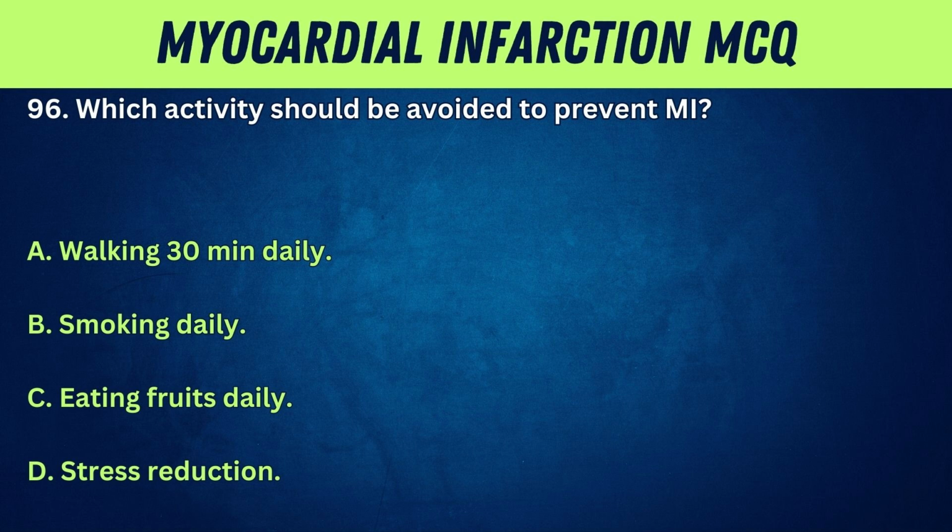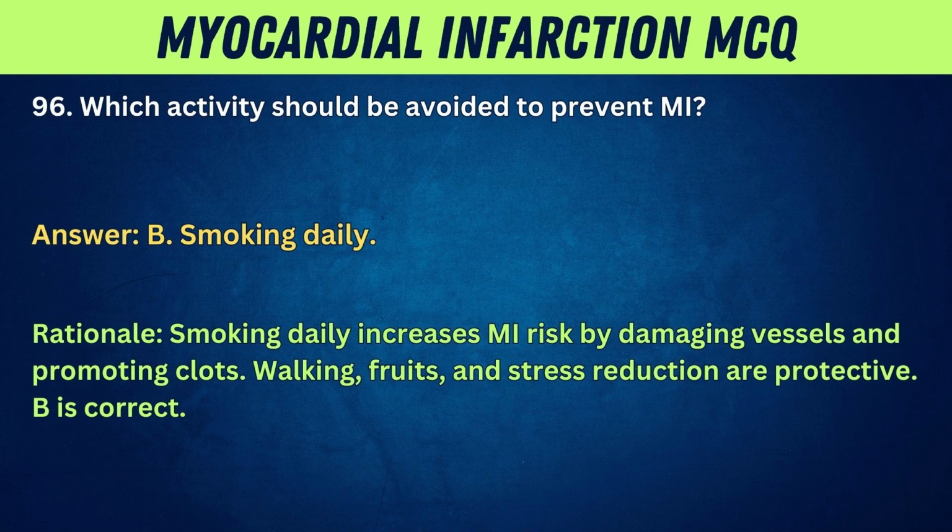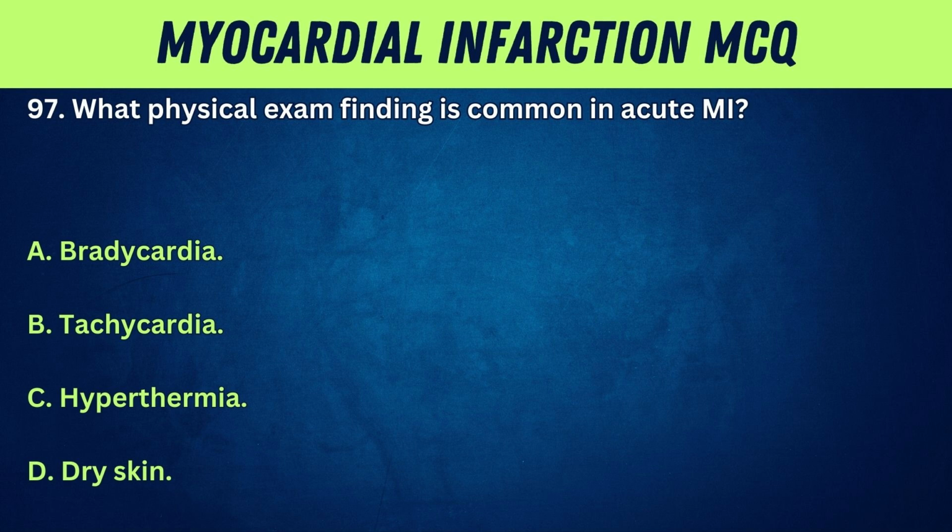96. Which activity should be avoided to prevent MI? A. Walking 30 minutes daily. B. Smoking daily. C. Eating fruits daily. D. Stress reduction. Answer: B. Smoking daily. Rationale: smoking daily increases MI risk by damaging vessels and promoting clots. Walking, fruits, and stress reduction are protective. B is correct.